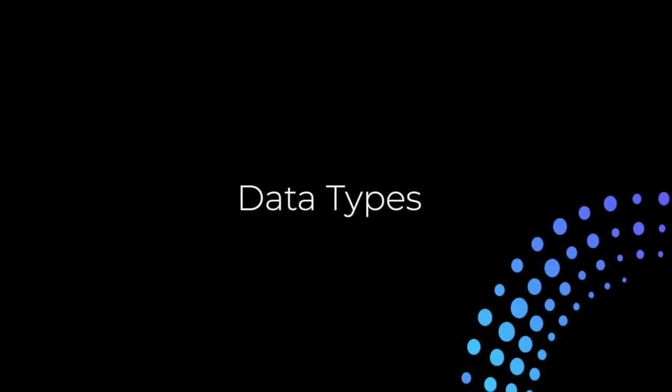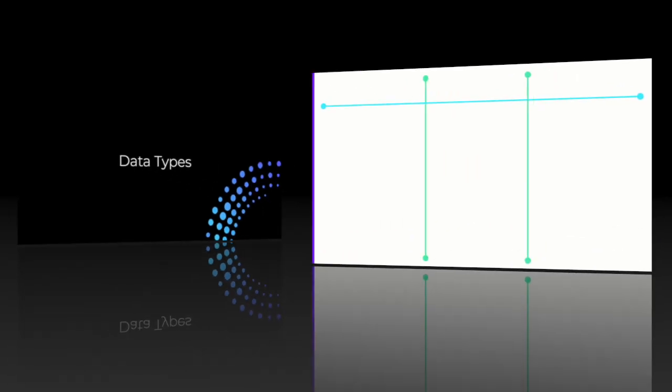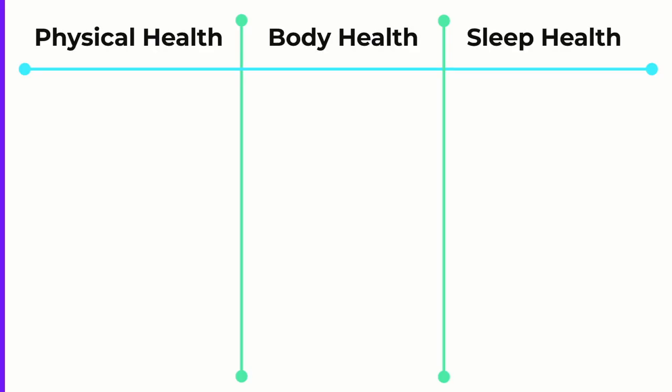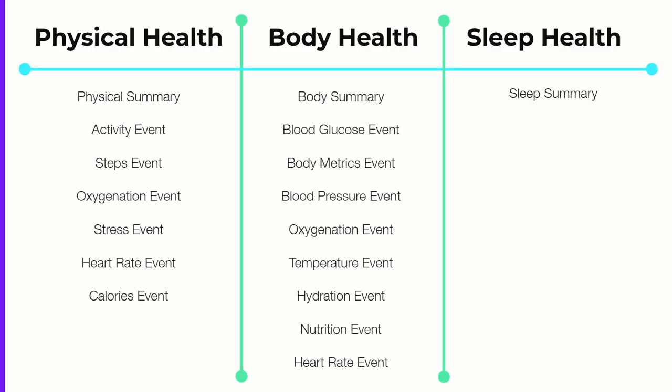This video explains how to differentiate the data coming from Rook, what you can extract, and what to do with the received data. Rook organizes health data into a consistent structure based on three core health pillars: physical health, body health, and sleep health. To identify the different JSON types Rook sends to your services, check the data structure key, which can have the following values for summaries and events.